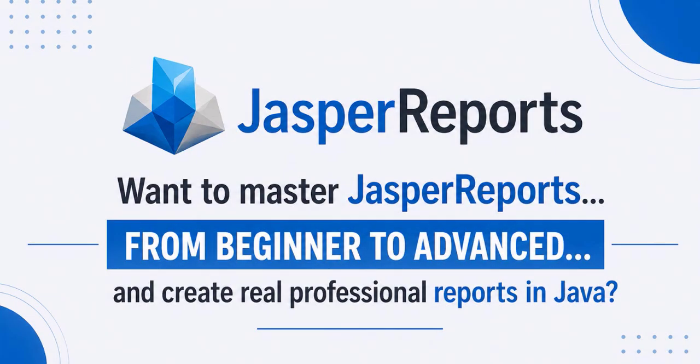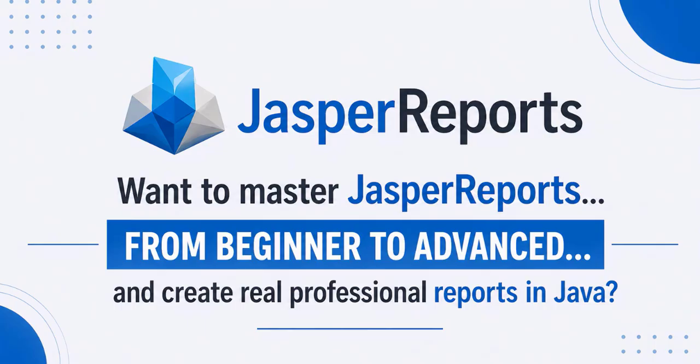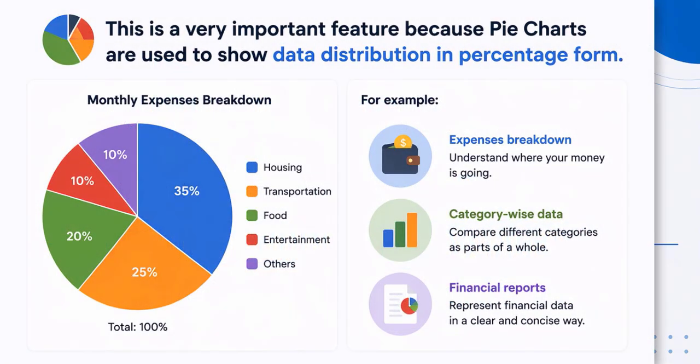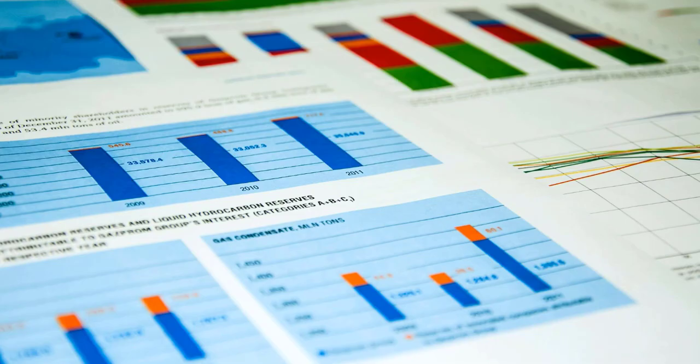In today's video, we are going to learn how to create a pie chart in Jasper reports using MySQL database. This is a very important feature because pie charts are used to show data distribution in percentage form. For example, expenses breakdown, category-wise data, and financial reports. So let's start step by step.